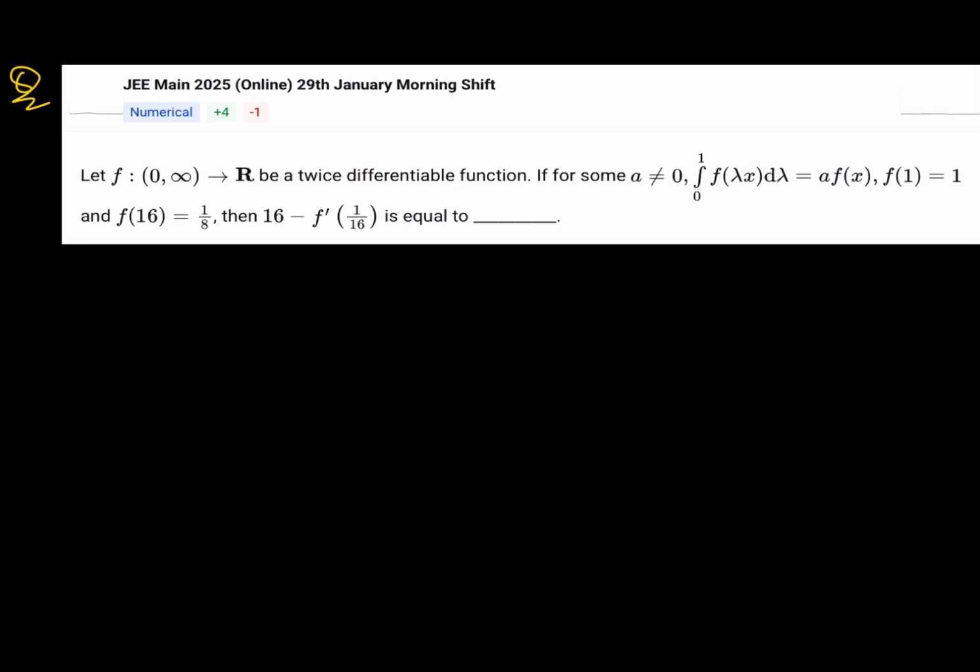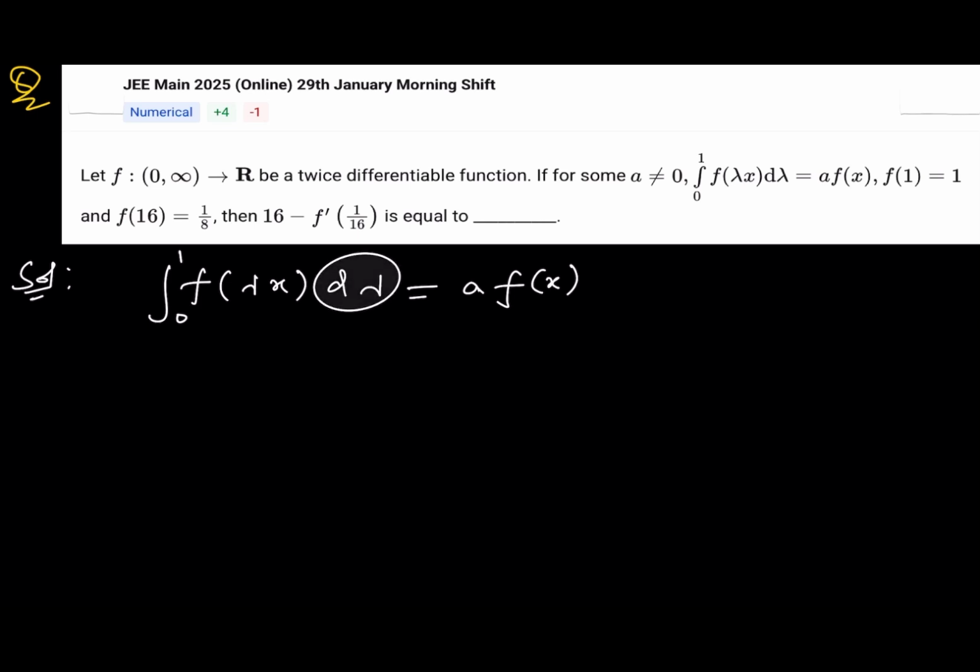So students, this question is actually from application of derivatives, not from function only, right? It is mainly from application of derivatives. So let's proceed accordingly. As it is given that the integral within the limit 0 to 1 of f of lambda x d lambda is equal to a f x. So students, this d lambda is representing that integration is being done with respect to lambda, right?